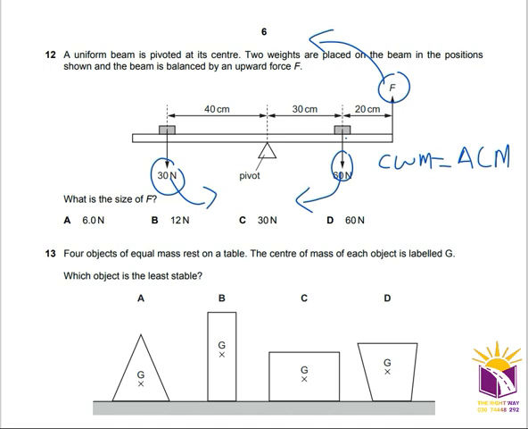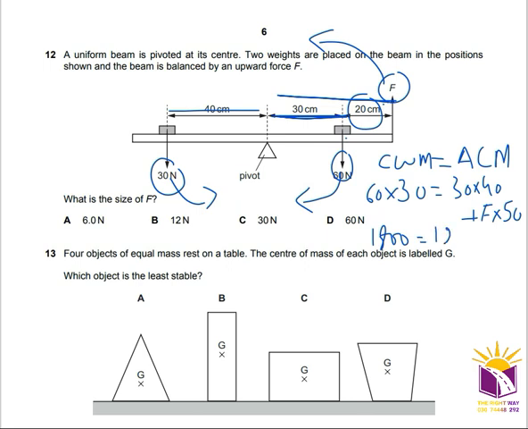So clockwise will be equal to 60 multiplied by 30, which is the distance between the pivot and the weight. Anti-clockwise, 30 multiplied by 40 plus F multiplied by 50. Sometimes students use only this 20 centimeter, but the distance or the moment arm is from the pivot to the force, not just this 20. So it's 20 plus 30, total equal to 50. So it will be 1800 is equal to 1200 plus 50F.